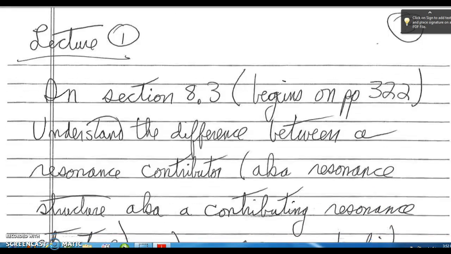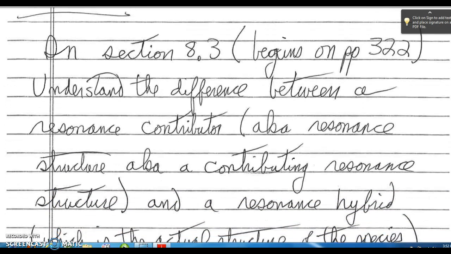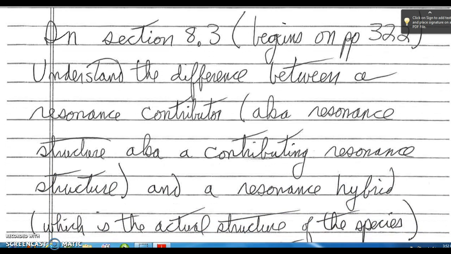Now, in section 8.3, which begins on page 322, you should understand the difference between a resonance contributor, also known as a contributing resonance structure, and a resonance hybrid, which is the actual structure of the species. The resonance hybrid is a composite, if you will, of the resonance contributors. And not all resonance contributors contribute equally.